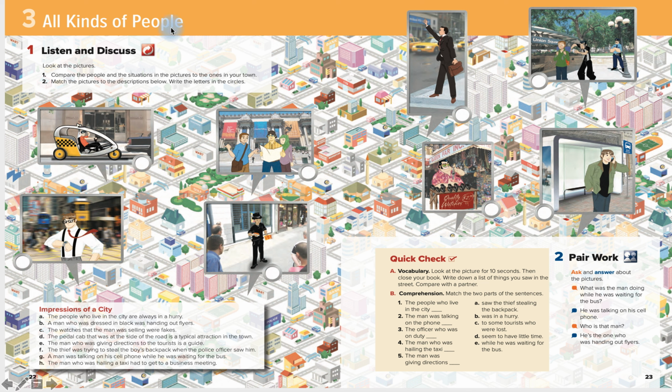And right now, let's move on to pages number 22 and 23. Unit 3, All kinds of people. 1. Listen and discuss. Here, let's take a look at the pictures. You are supposed to compare the people and the situations in the pictures to the ones in your towns.